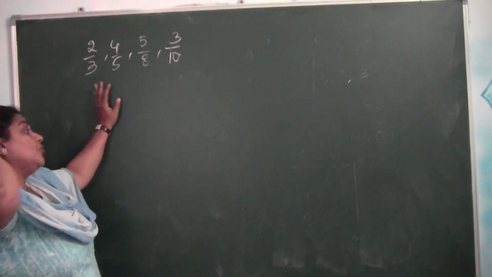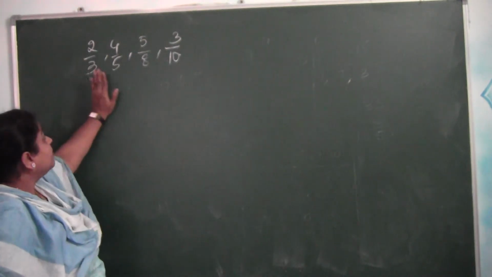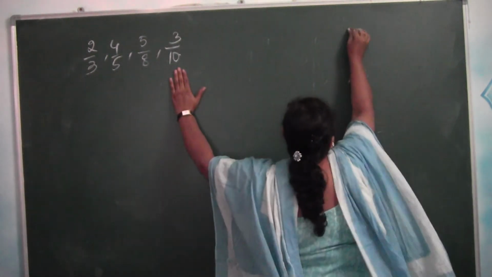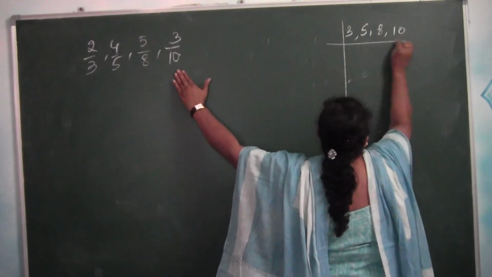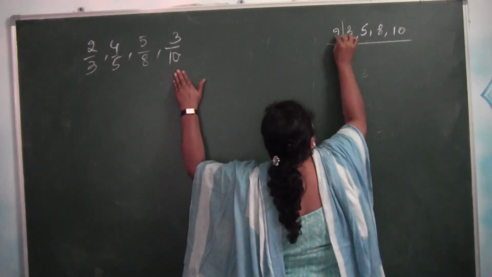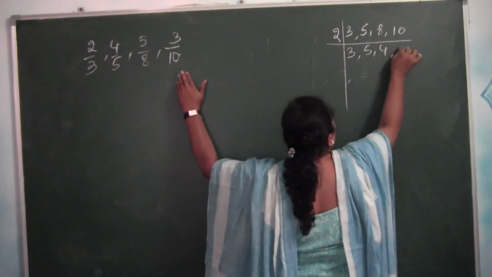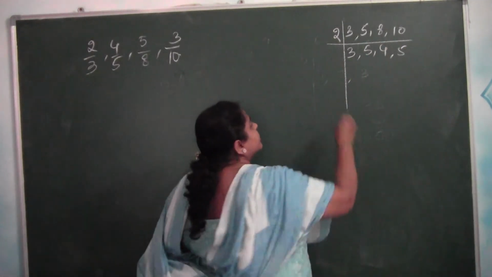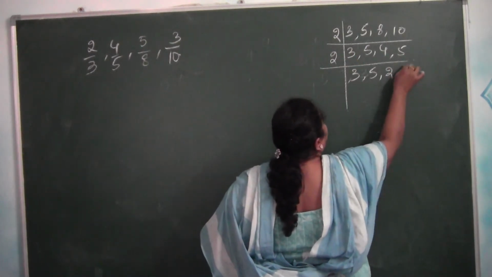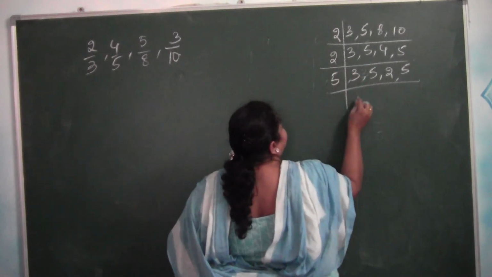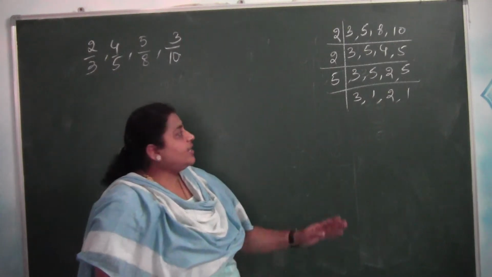So before that, what are we going to do? We have to calculate the LCM of the denominators. 3, 5, 8 and 10. Now let us calculate. Now 2 I take, 3 will not come in 2, 3 as it is, 5 as it is, 2 4s are, 2 5s are. Next, again 2, 3, 5, 2 2s are 4, 5. Now I take 5, 3 as it is, 1, 2 as it is, 1. I will stop the LCM here only.